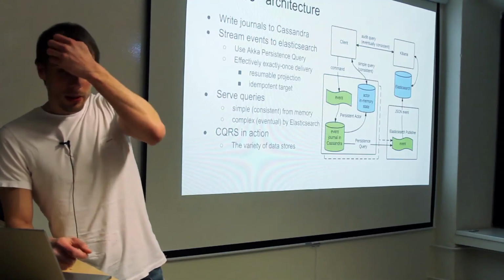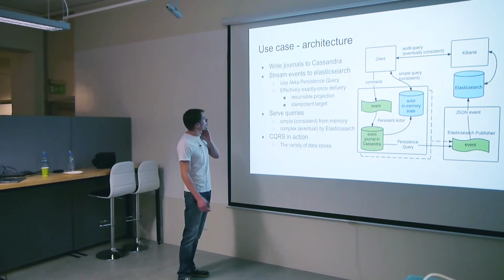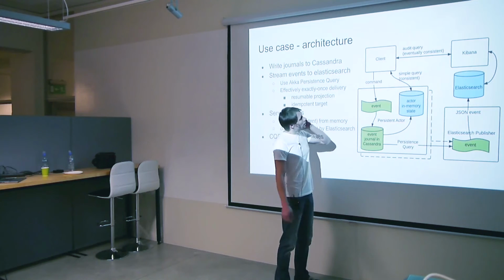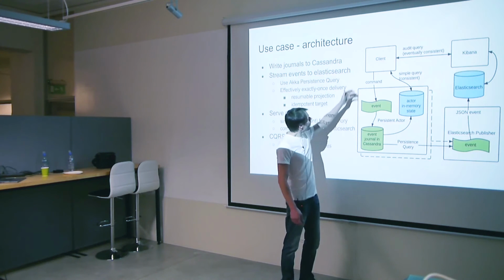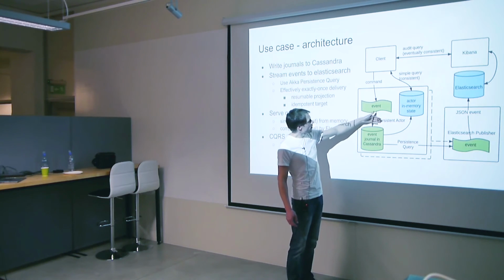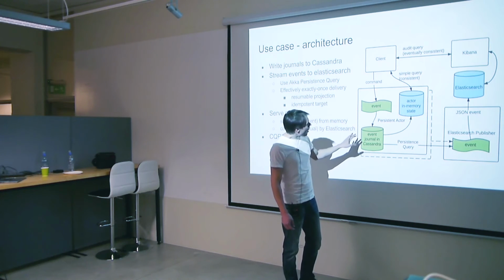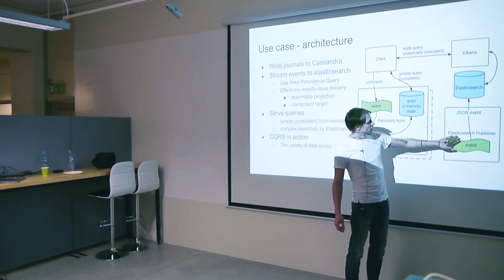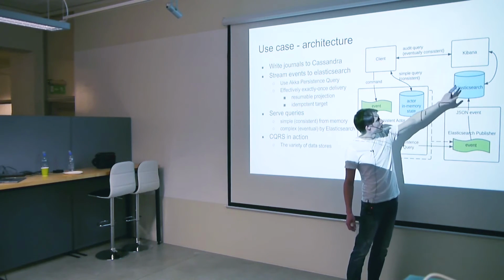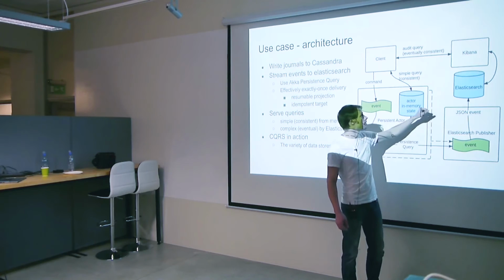So here's the architecture that we've actually used. I'll walk you through it. It is a cumulative picture of pretty much all the previous pictures. The client sends commands to a persistent actor that converts them to events and writes them to a journal. That's it, to the right side. Akka persistence is used to export the event log into an Elasticsearch publisher component, which publishes them to Elasticsearch. Elasticsearch is basically a distributed full-text search engine.